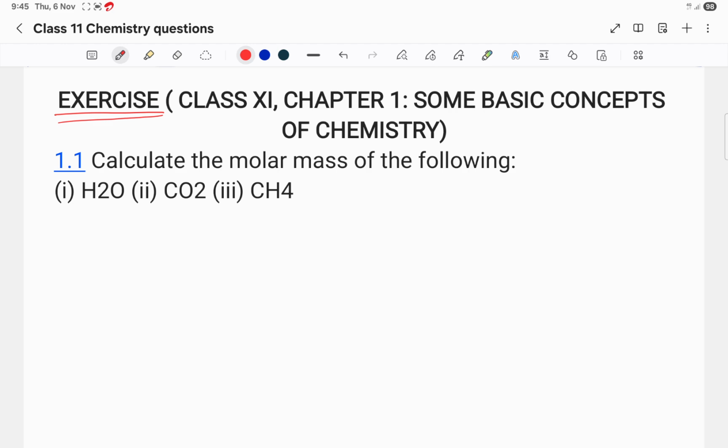Okay, so we are going to do the first question, that is, calculate the molar mass of the following. So it is very easy, we have already done it. Okay, so we are just going to revise it, and please follow along with me.